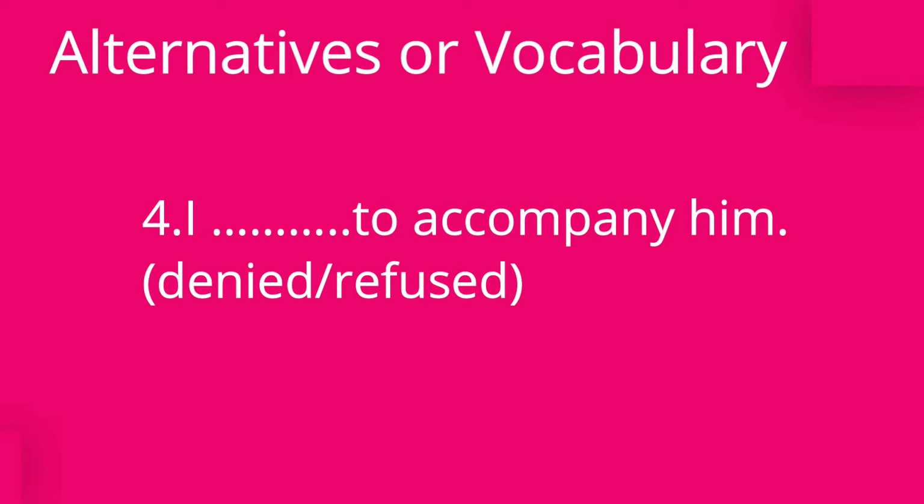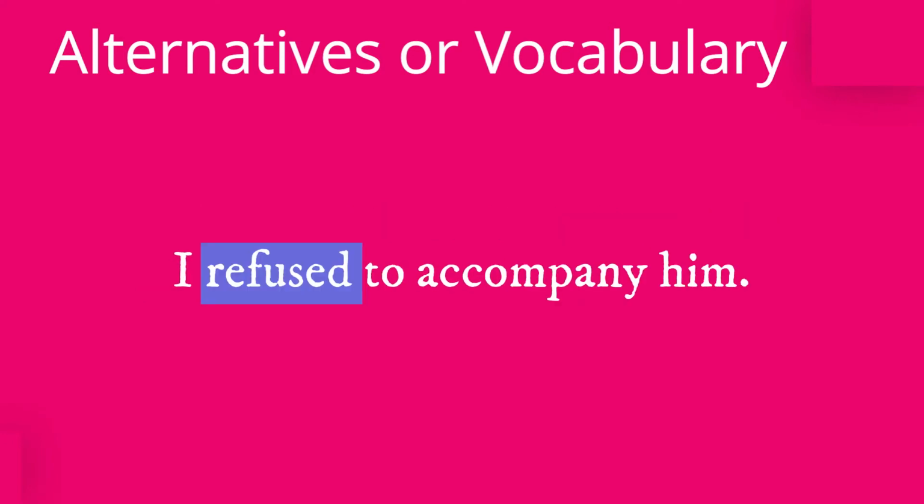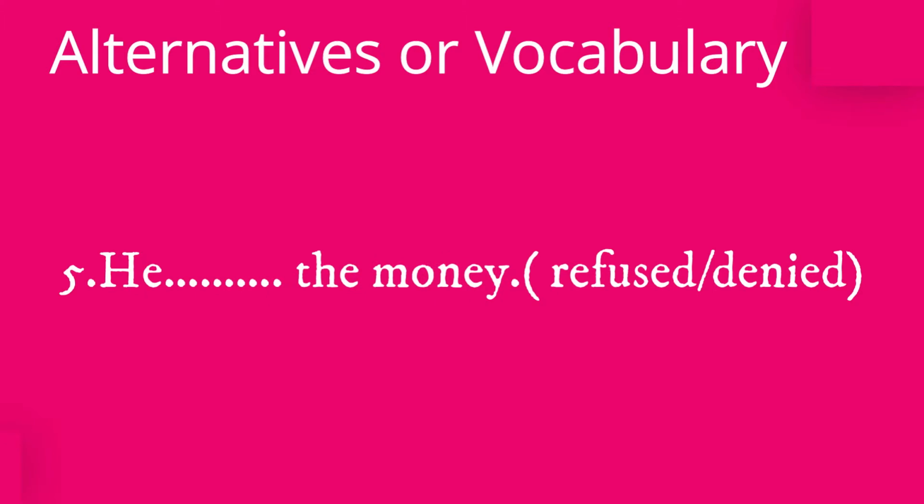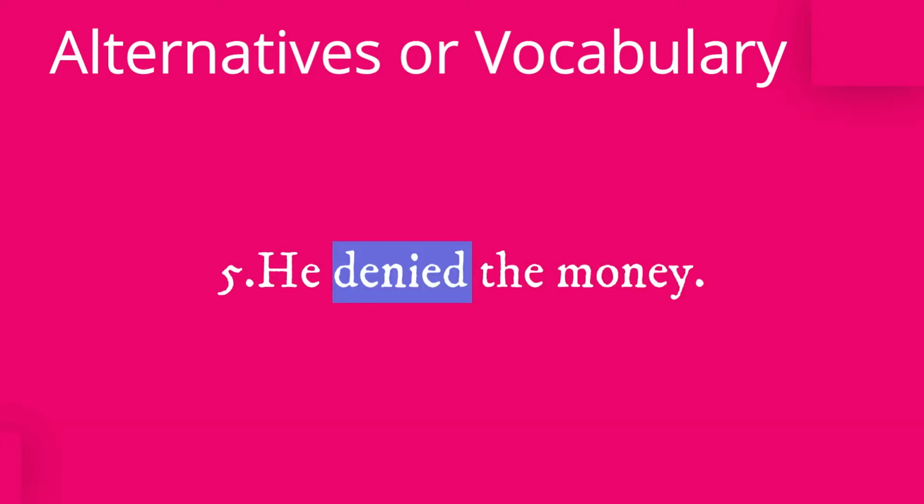When deny and refuse are given optionally together, you have to choose deny when to does not follow and choose refuse when to follows. So here the correct way to choose the word is to choose refuse to. So the correct answer for this is I refused to accompany him. Similarly, in this sentence, to doesn't follow after the blank. So the right way to choose the correct answer is to choose denied. So the right answer here is he denied the money.